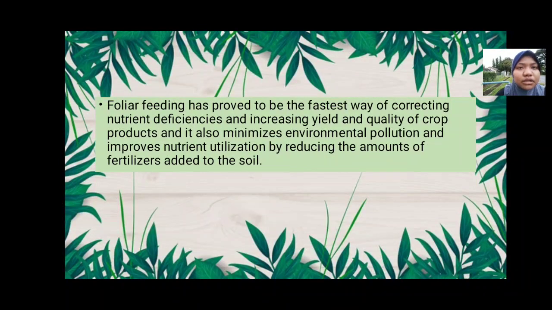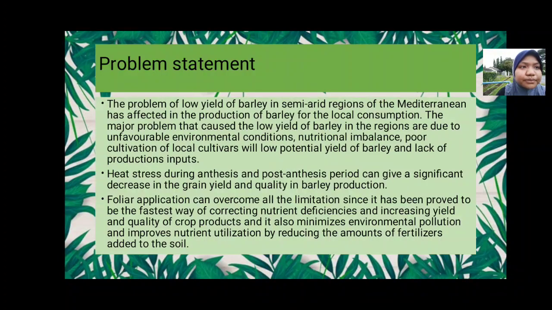Next, foliar feeding is the solution for this problem, which has proved to be the fastest way of correcting nutrient deficiency and increasing yield and quality of crop products. It also minimises environmental pollution and improves nutrient utilization by reducing the amount of fertilizer added to the soil.